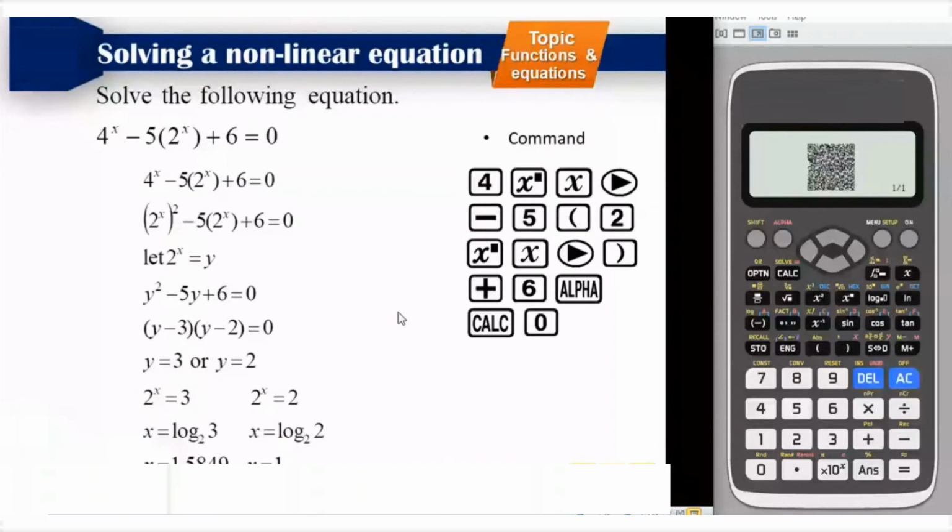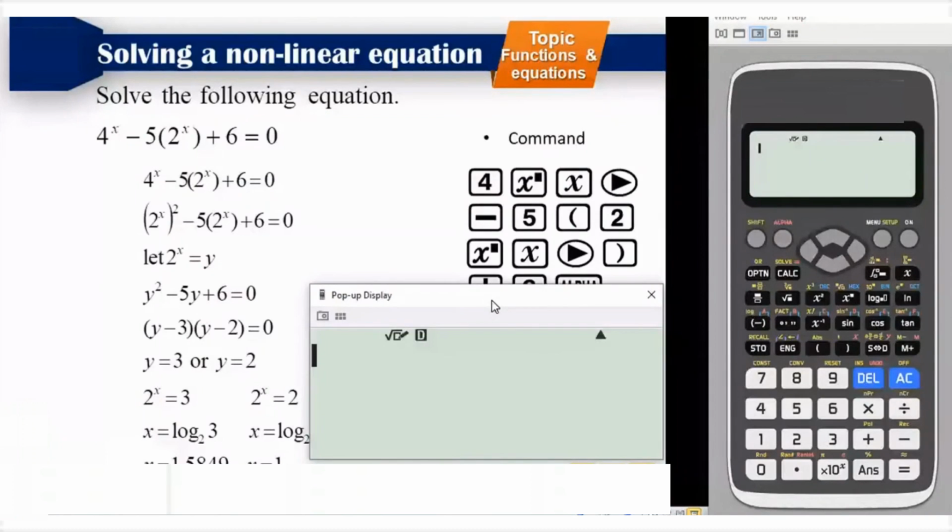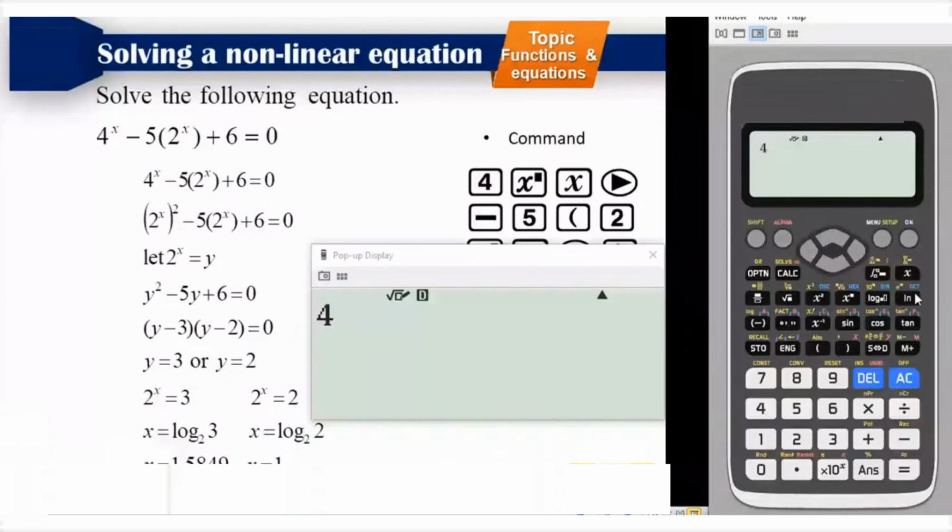If I wish to solve it through calculator, all I need to do is I will press 4 and power button, and I will press X. Then I will come out of power by pressing this button. This button is right movement, I'm shifting to the right side. Minus 5 bracket open 2 with a power of x.